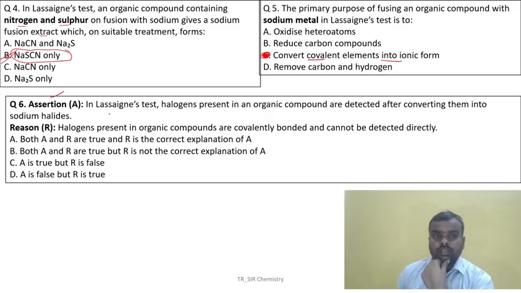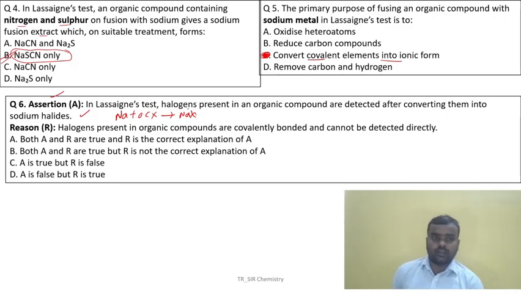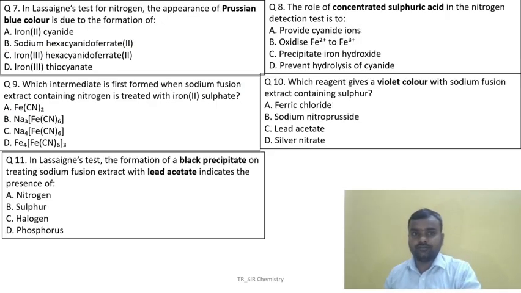Sixth question. In Lassaigne's test, halogens present in an organic compound are detected after converting them into sodium halides. That is correct only, no? So we take sodium, the organic compound where halogen is present, and it forms sodium halide. First we have to convert into sodium halide. Then, halogens present in organic compounds are covalently bonded, yes, and cannot be detected directly. That is also true only. For that reason we first convert into sodium halide. So assertion and reason both are correct, and the reason correctly explains the assertion.